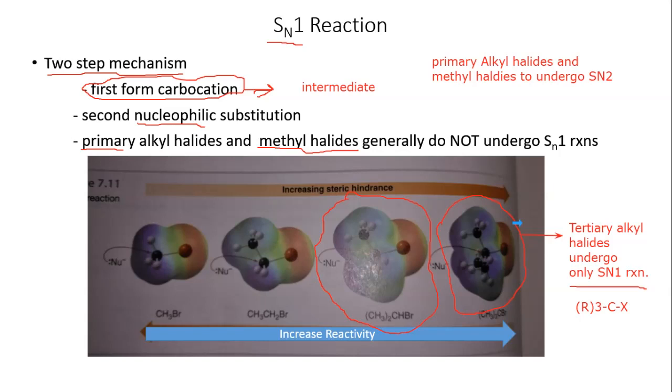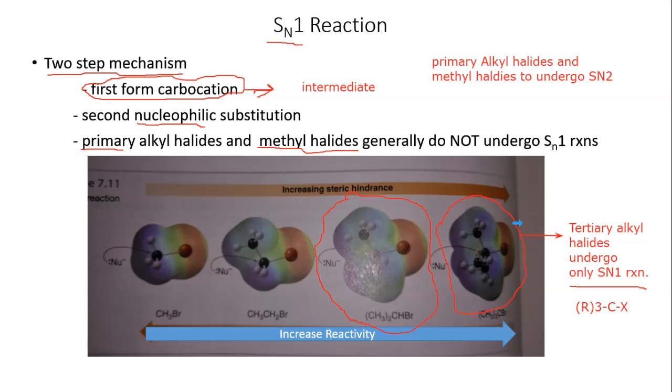So as you add more carbon groups, it becomes more favorable for SN1 reactions, aka you're increasing the steric hindrance. As you increase steric hindrance around that carbon attached to the halogen, you form a more stable carbocation, which means it's going to undergo the SN1 mechanism.